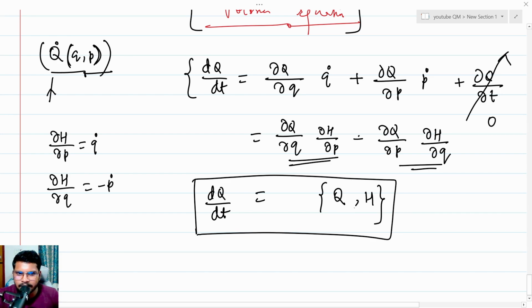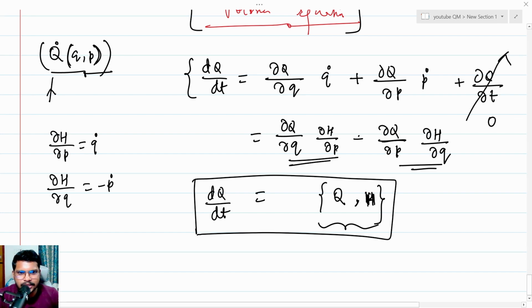You take that quantity and take its Poisson bracket with H, the Hamiltonian. That tells you how this quantity is changing with respect to the coordinate, and how the Hamiltonian is changing with respect to p, and similarly with respect to p and q. You have to understand that q and p are independent quantities. Therefore, the whole of Hamiltonian mechanics can be easily described from this Poisson bracket.